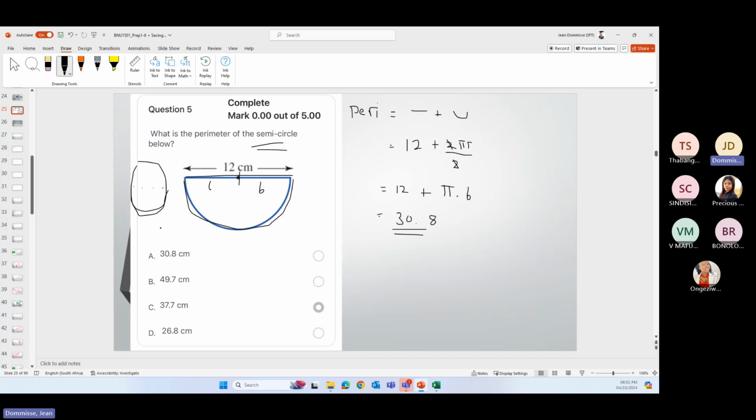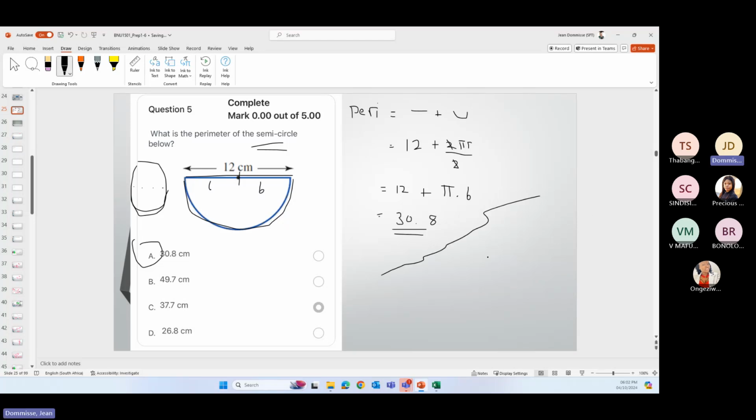Okay, so let's see. So there is the 30.8. So for the perimeter, that is how we would have done it. It's just important to add that long piece as well, because that's part of the perimeter that we need to cover.